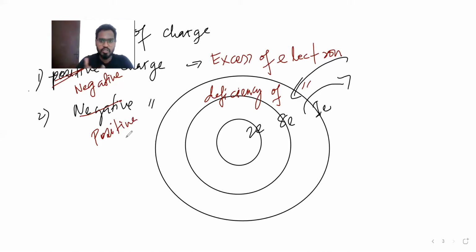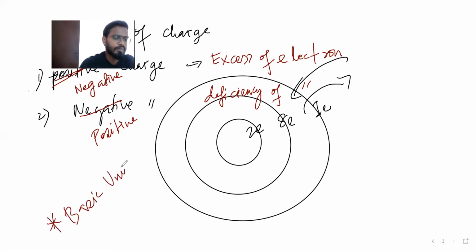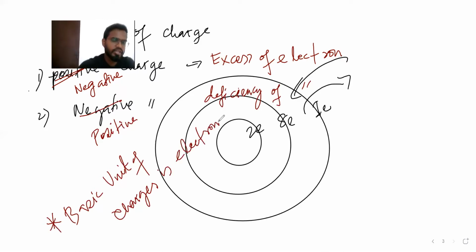The unit of charge is the coulomb, but the basic unit of charge is the electron. Remember that, because we cannot divide the charge. So you can write one star point here: the basic unit of charge is the electron. The value of one electron's charge is 1.6 times 10 to the power of minus 19 coulomb. Fine. So now we have learned what charge is, the types of charge, and the basic unit of charge.